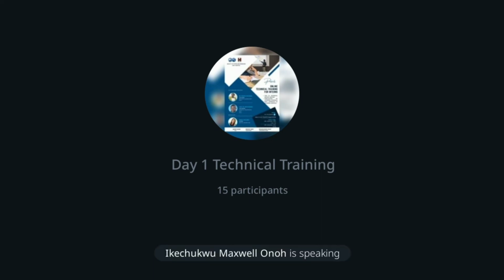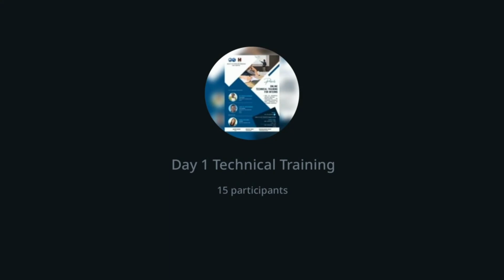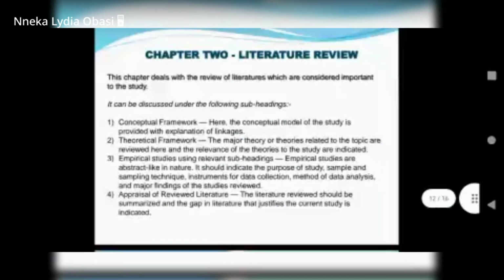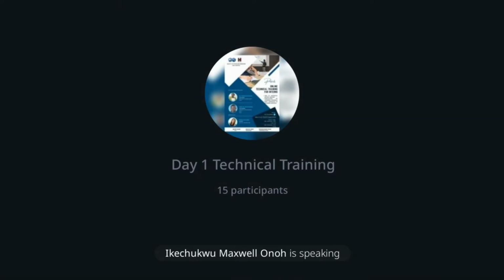Next slide. Chapter 2 is our literature review. This chapter deals with the review of literatures which are considered important to the study. Remember, if you go back to our initial slide where we said from where one can generate or create his or her research topic, we said one of those sources is literature review, from literature.